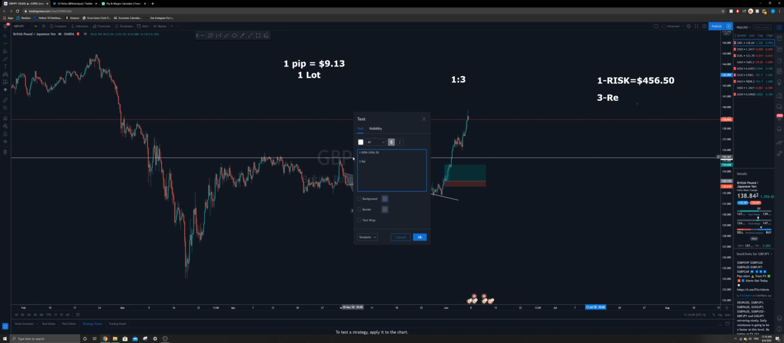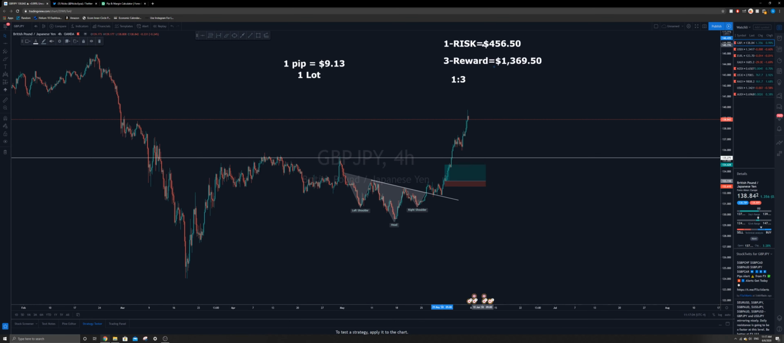Okay, our risk is $456.50. Our reward would be what? 150 times $9.13. Okay. So our reward would be $1,369.50. Okay. All right. Hopefully that makes sense.